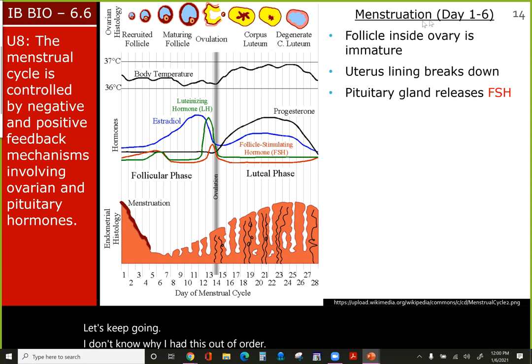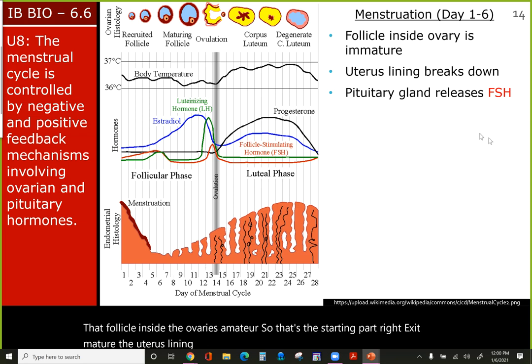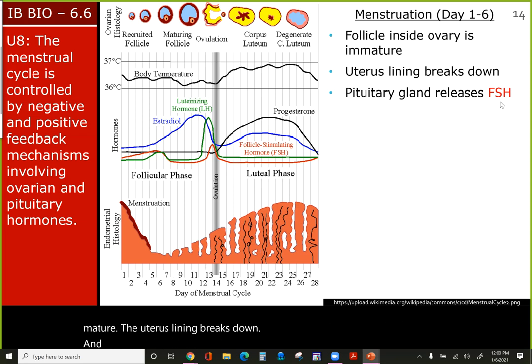Sorry about that. Menstruation is day 1 through 6. That follicle inside the ovary is immature, so that's the starting part. The egg is immature, the uterus lining breaks down, and the pituitary gland releases follicle-stimulating hormone. So it's menstruation, then proliferation. Sorry about that. I don't know how those got switched.